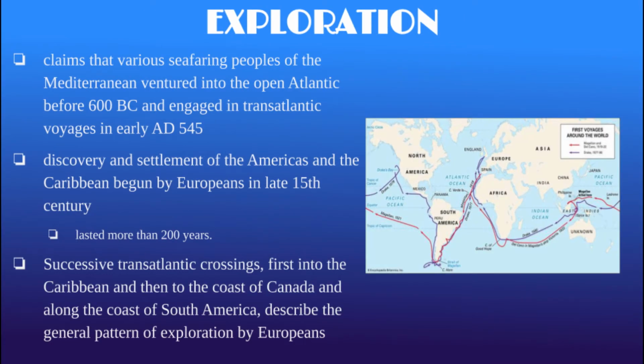Various people of the Mediterranean ventured into the southern Atlantic before 600 BC and engaged in some transatlantic voyages as early as 8545. And also, the European discovery and settlement of the Americas and the Caribbean began in the late 15th century and lasted for around 200 years and more. In 1492, the Italian explorer Christopher Columbus crossed the Atlantic in a Spanish-backed attempt to find a new trading route to Asia. Instead of finding a new trade route, he became the first official European explorer to land in the Americas.